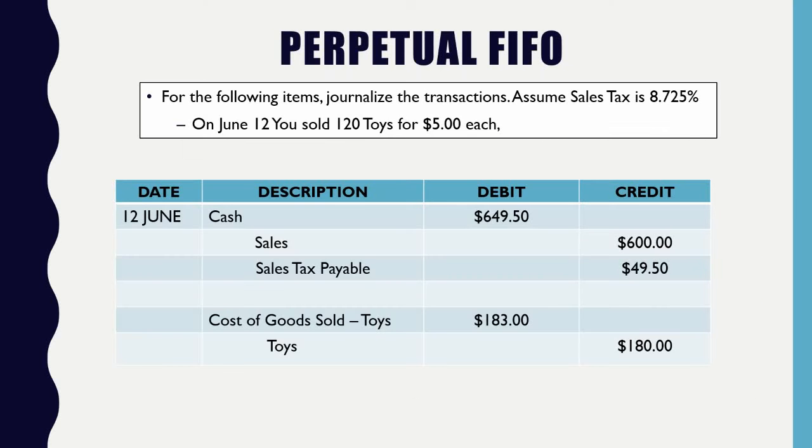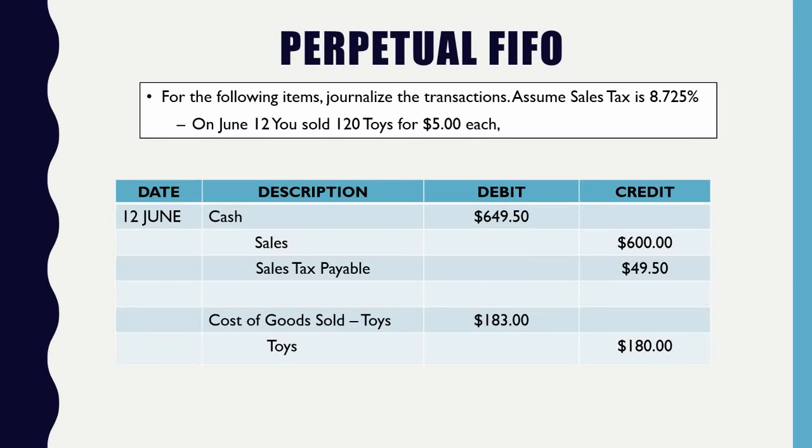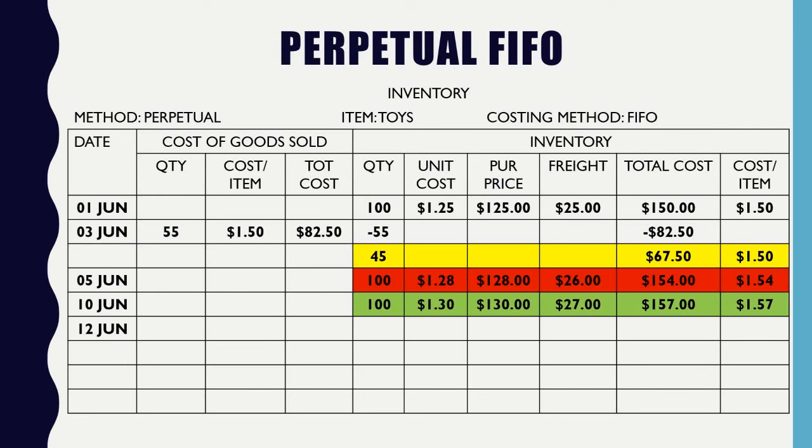Okay, and there it is. Now here is where the next portion is going to be important. So as I can see here, I recognize that on June 12th, I sold a total of 120 toys for $5 each, etc., etc. Now, let's look at our batches again. I only have 45 in my yellow batch, and I have 100 in my red batch, and I have 100 in my green batch. I sold 120. Okay? So now, I gotta look carefully.